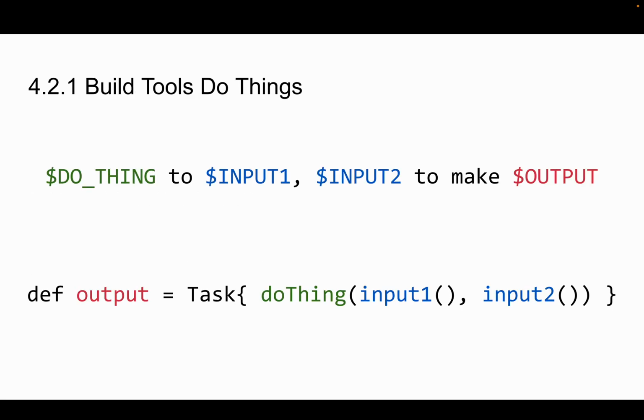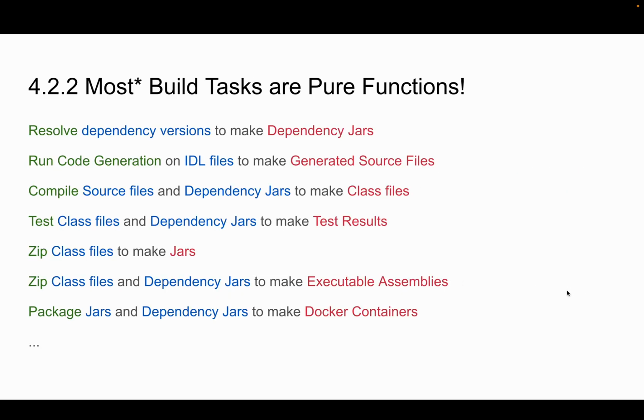Mill has a different idea. Mill says that most of your build tasks are: do thing to input to make output. In Mill, it's spelled like def output = task { do thing(input) }, but it's the same meaning. It's just a different spelling using Scala syntax. And you look at the things that build tools do. Almost everything a build tool does is in this format.